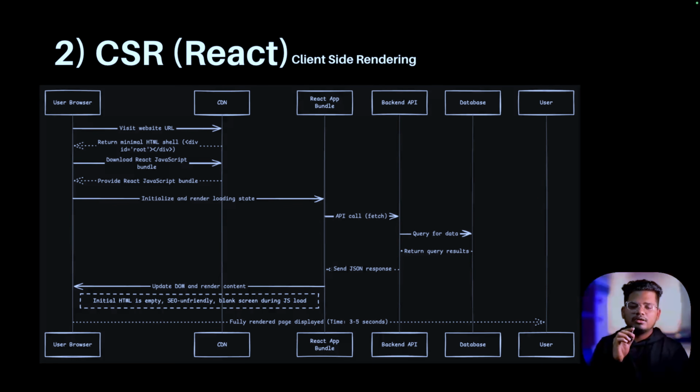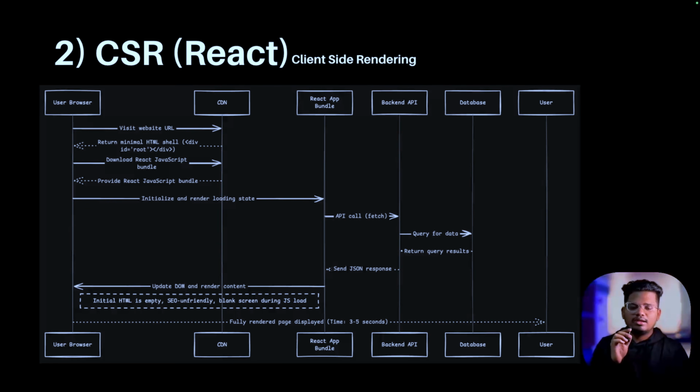Second, your browser then downloads the JavaScript bundle from the CDN. This bundle contains your entire application code. Third, once the bundle is downloaded, React initializes and renders a loading state, and here is the catch. Your initial HTML is empty and SEO unfriendly. Users see a blank screen during this JavaScript load time.